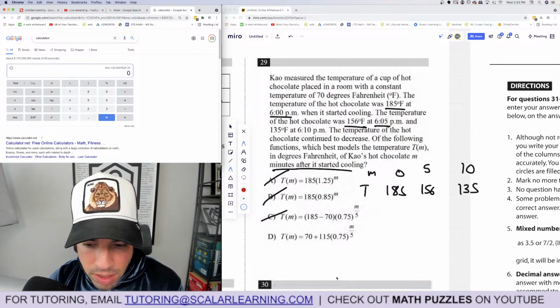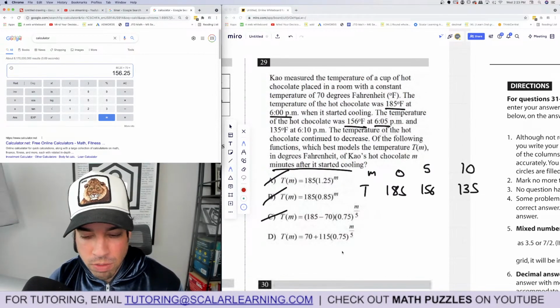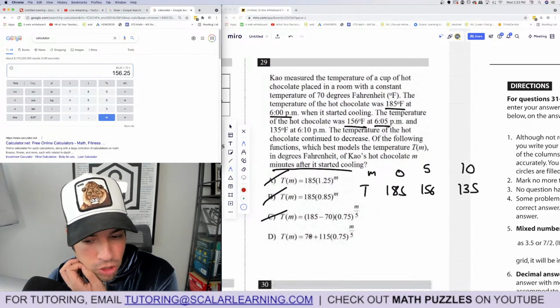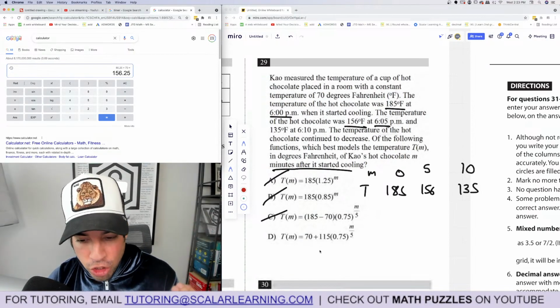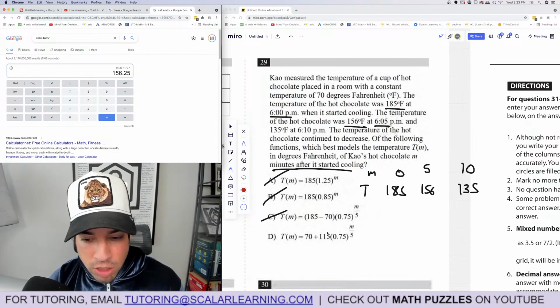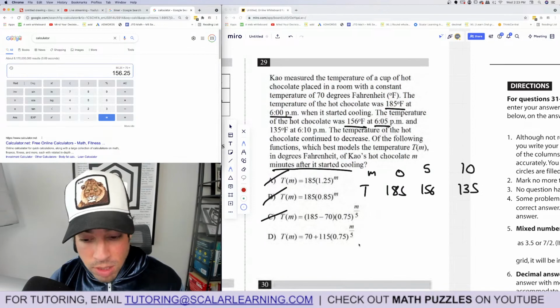So if I plug in 5, that's the first power. So it's 0.75 times 115 plus 70. So it's just like a strange exponential function because you usually don't have this sort of vertical shift, because usually we want the initial value to be here. But look, almost right on the money, 156.25. So it's got to be this one.